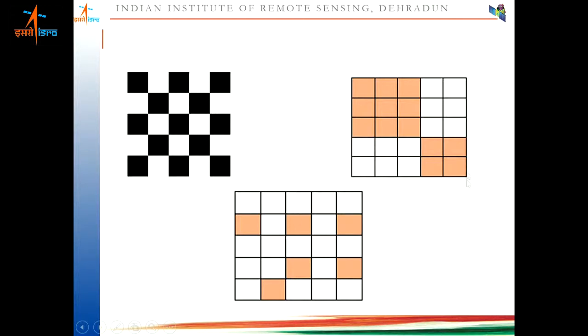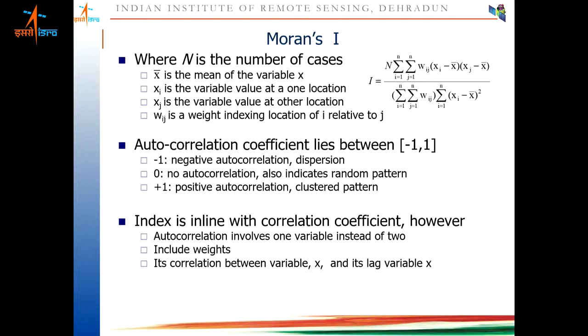And which kind of pattern does a given dataset belong to? It can be found by calculating autocorrelation. There are many ways to find this autocorrelation. One of the methods is Moran's I index. There are other methods also, like the C index, but I will talk about Moran's I index.